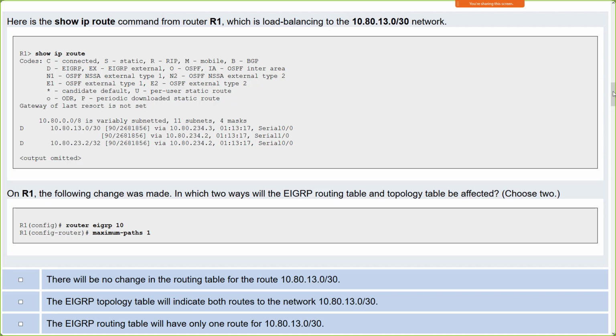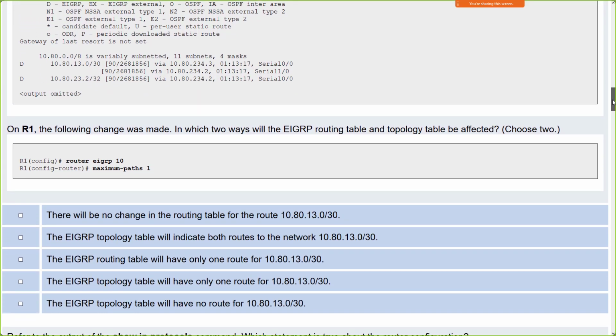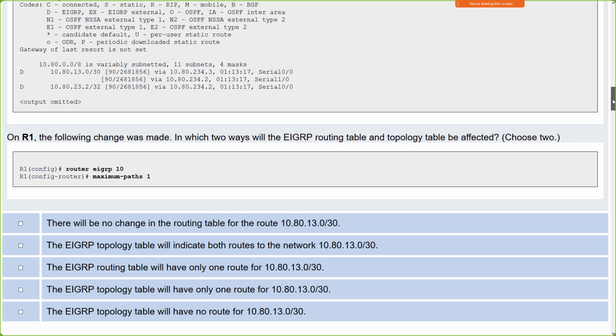So it says there will be no change in the routing table. That's not true. The EIGRP topology table will indicate both routes to the network, which will be true. Both routes will still be there in the topology table because they're both valid routes. There's no doubt about that, right? They both are allowed to be learned because, again, in the topology table, we have everything that we know. The EIGRP routing table will only have one route for 13.0. That's true as well.